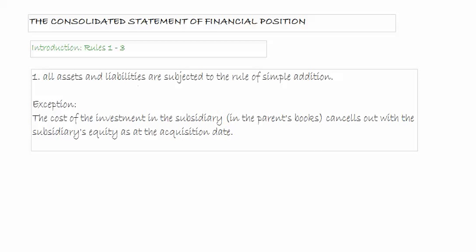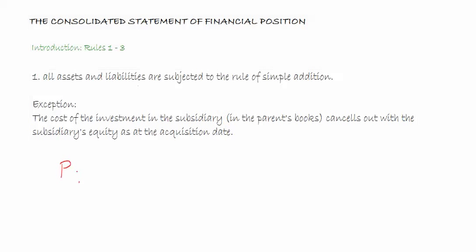The first rule when we are consolidating the statement of financial position is that all our assets and liabilities are subjected to the rule of simple addition. What this means basically is that for all our assets we have to say parent plus subsidiary. It's that simple. That is what we mean by simple addition.